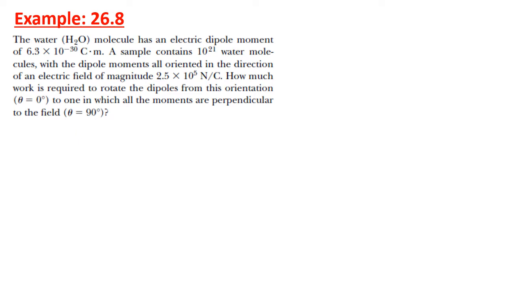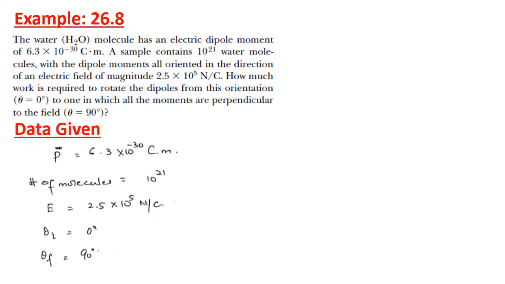So the given data is: P is 6.3 into 10 to the power minus 30 coulomb meter, number of molecules 10 raised to the power 21, electric field 2.5 into 10 to the power 5 Newton per Coulomb, and initial theta 0 and final theta 90 degrees. These are the things which are given in the problem. Now we want to calculate the work done.